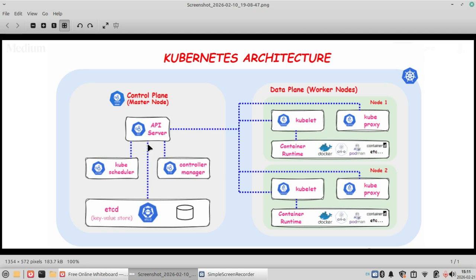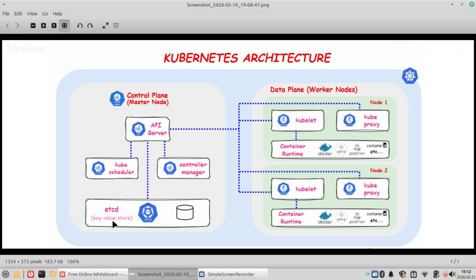So if API server is the main entry point, then what is etcd? So etcd is the key value store used by Kubernetes. All right. So you can simply say that etcd is where the entire cluster state is stored.